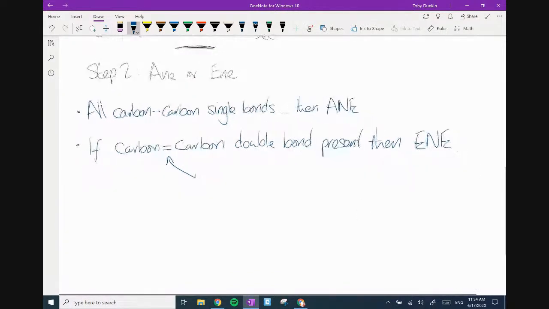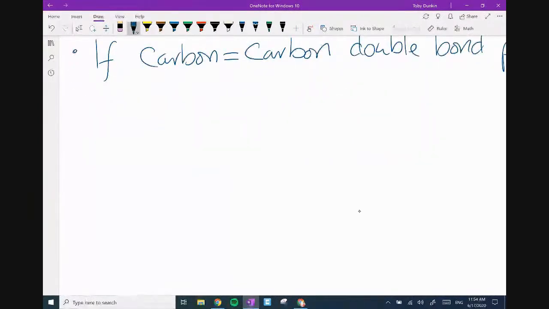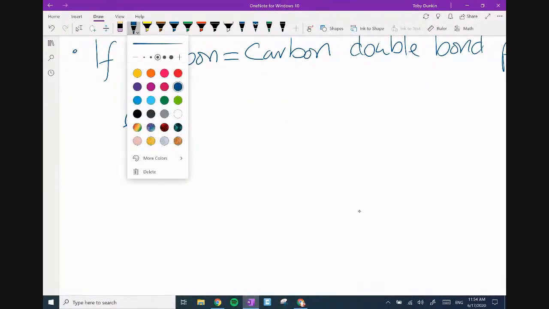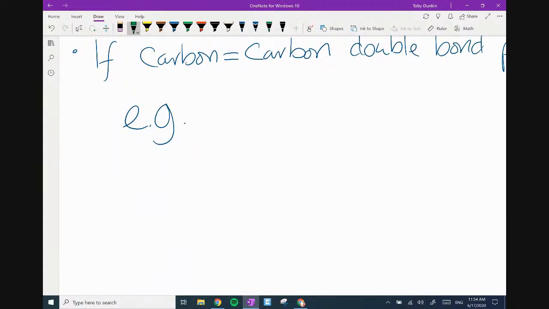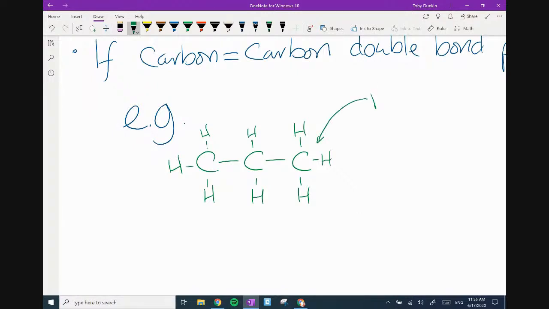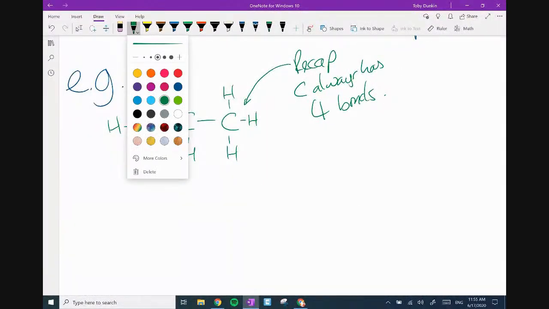Let me give you an example, e.g. Let's keep them short. There's no point in going crazy here and drawing massive ones. So if we have something like this, now remember, I'm adding the hydrogens on because there's a rule: carbon always makes four bonds. We learned that in the first lesson, and each carbon in that picture has four. This is a recap: carbon always has four bonds. Four sticks. This here is one of the most basic namings that you do.